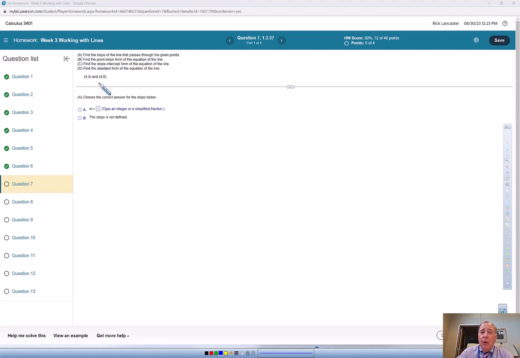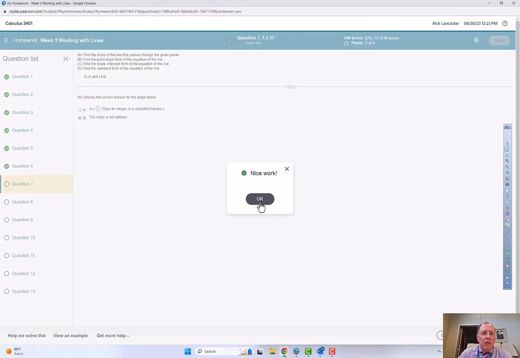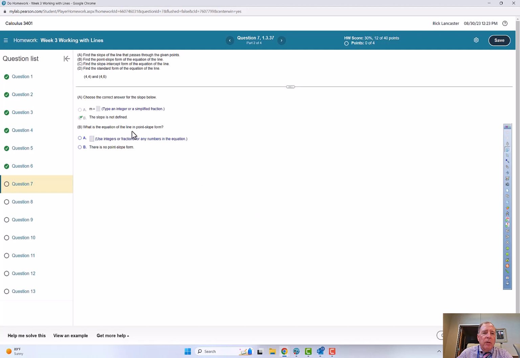Well, the two x coordinates are the same, so this is a vertical line. And if I have a vertical line, then the slope is not defined. So we'll go put that answer in. Slope is not defined. Check answer. Nice work.